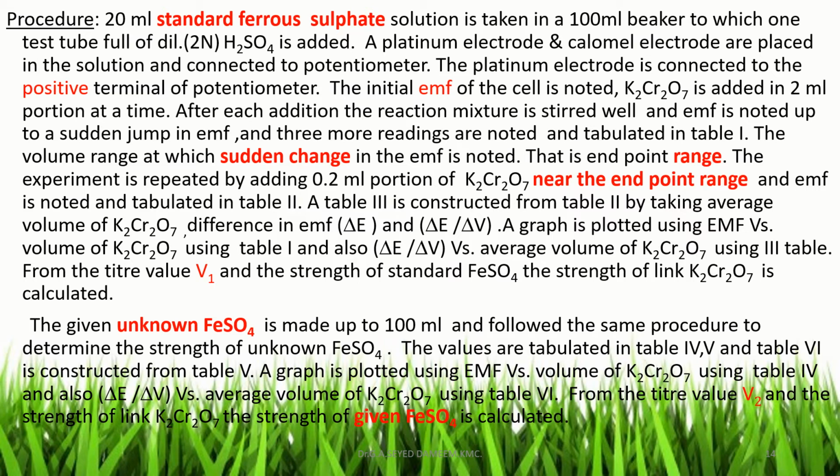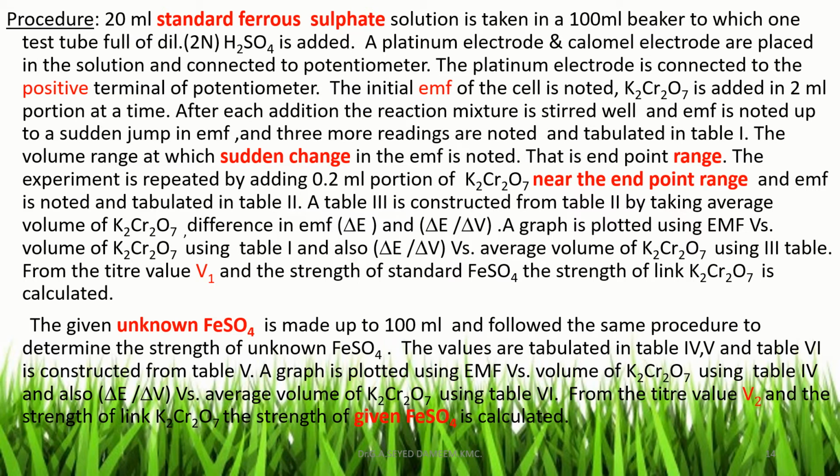The potassium dichromate solution is taken in a burette after washing and rinsing with potassium dichromate solution, and from this burette a 2 ml portion of dichromate solution is added to the ferrous sulfate solution and stirred well, and the EMF of the solution is noted. After each addition, the reaction mixture is stirred well and a 2 ml portion of dichromate solution is added, and the readings are taken up to a sudden change in the EMF, and afterwards 3 more readings are taken.